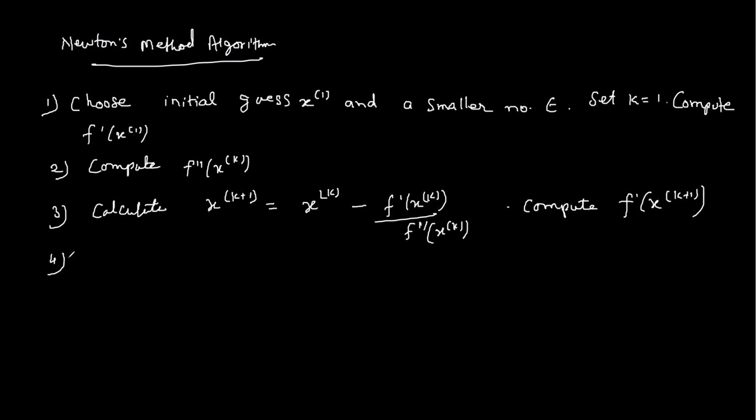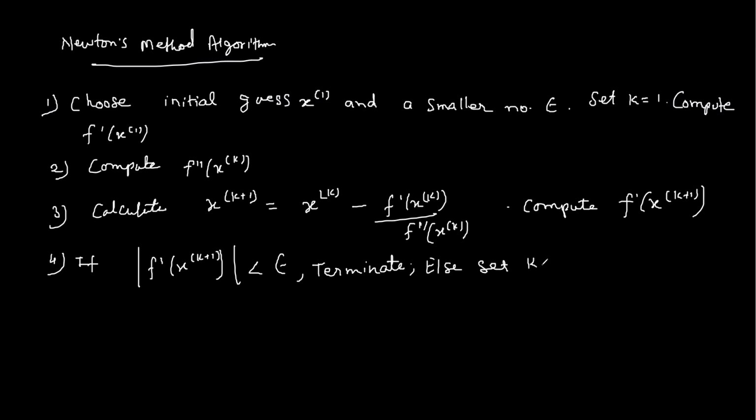Step number 4, if the absolute value of f dash x(k plus 1) is less than epsilon, where epsilon means the small value you chose already, then you can terminate. Otherwise, else set k and do the second iteration.